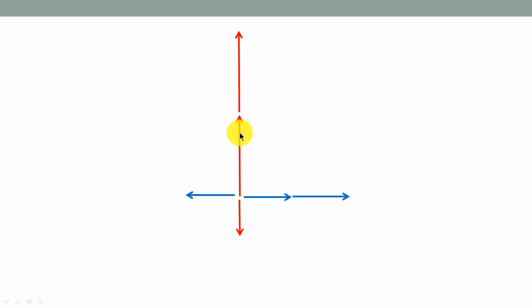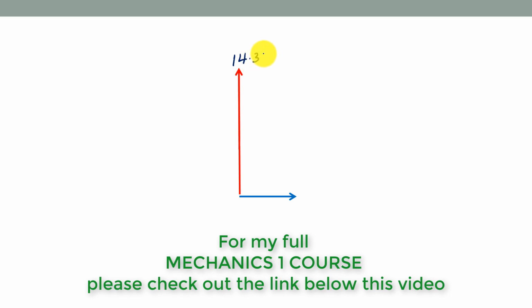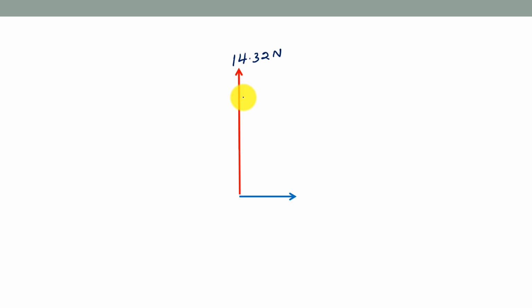Similarly, we will add this force and then subtract this one, as shown in the next visual. And this is what we get. So this force here will have a magnitude of 14.32. You can prove this one by yourself. You do 8.66 plus another 8.66 and then you subtract 3. You'll get 14.32 newtons.